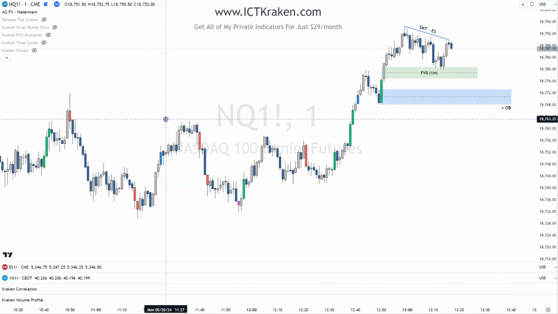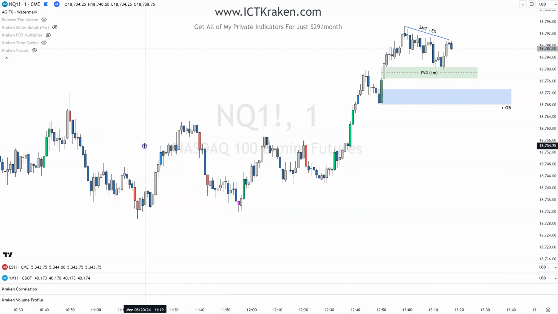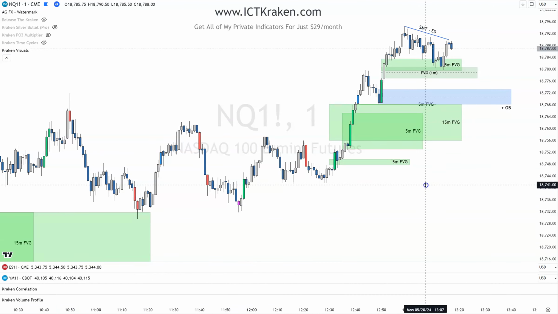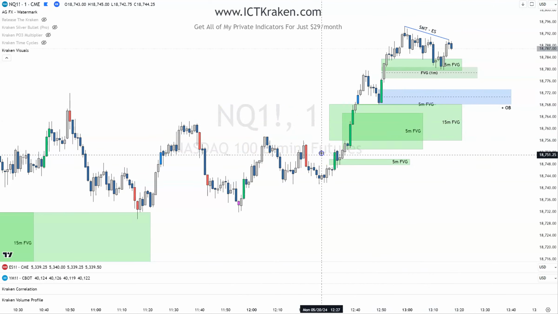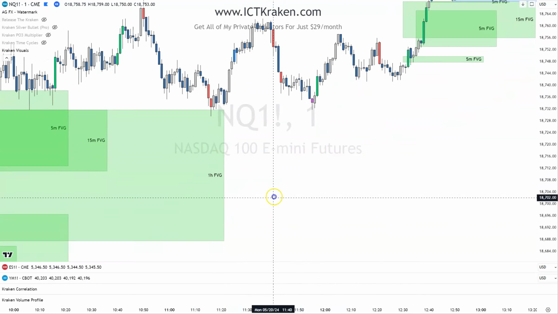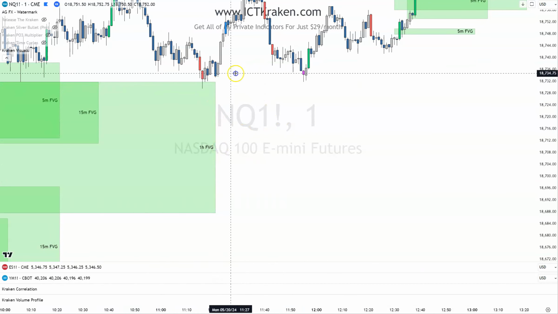But let's turn on, so we have all the different colored candles are the Kraken volume profile. Let's turn on Kraken Visuals here. Look, we have a 15-minute fair value gap right here. We have a 5-minute fair value gap right here. I'm on the 1-minute time frame. Okay, we have a 1-hour fair value gap right here, which is huge. It's right underneath this target.